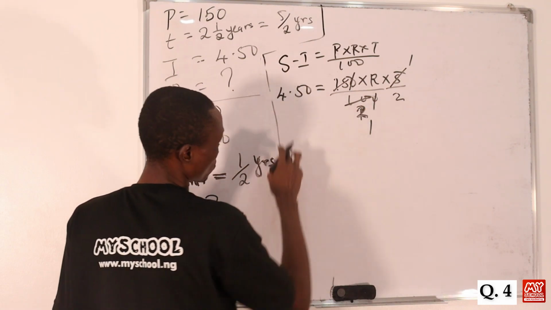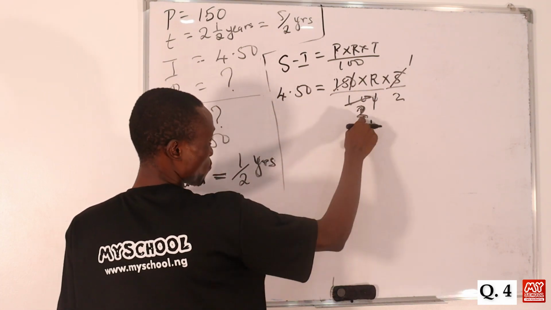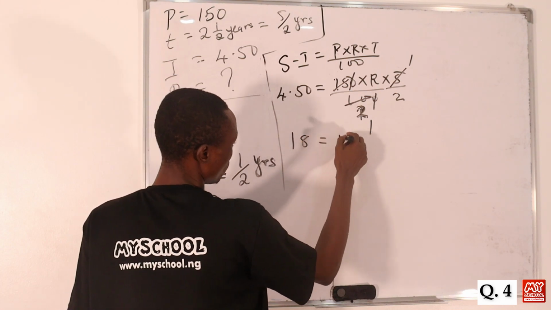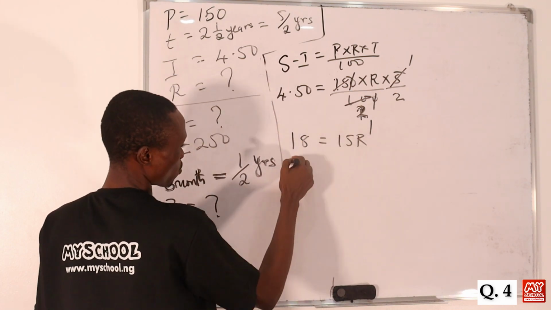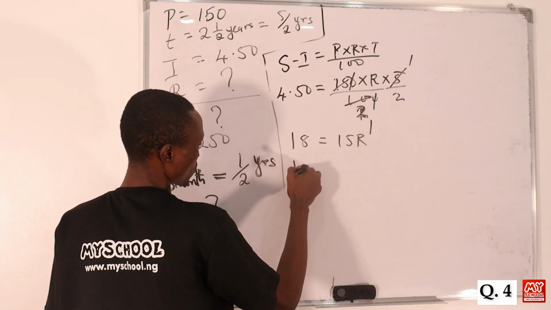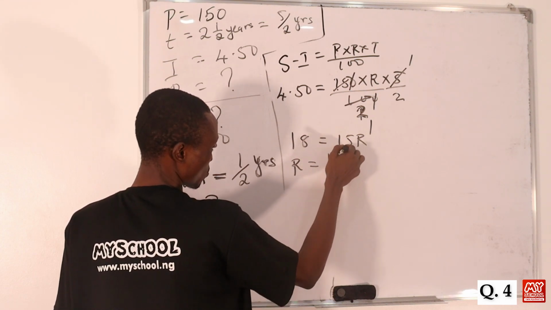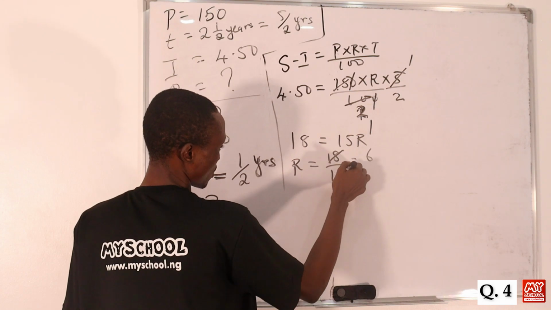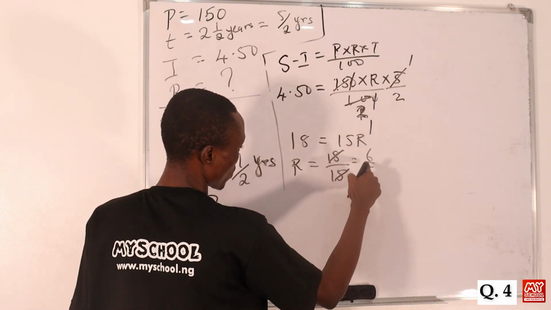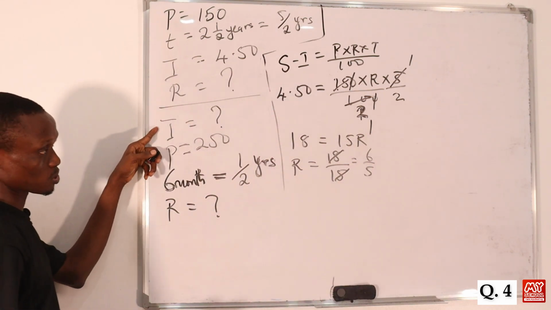Here we'll be cross multiplying by 4. So 4.50 times 4 is equal to 18. So here we'll have 18 is equal to 15R. We make R the subject of the formula by dividing both sides by 15. So R is equal to 18 divided by 15. 3 here is going to give us 6, and 3 here is going to give us 5. So the rate is equal to 6/5%. It's this same rate that we use to calculate the new simple interest.